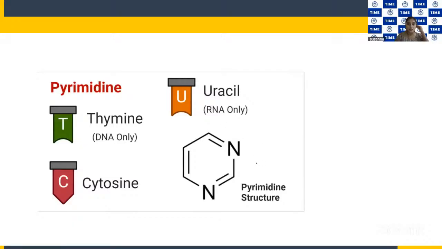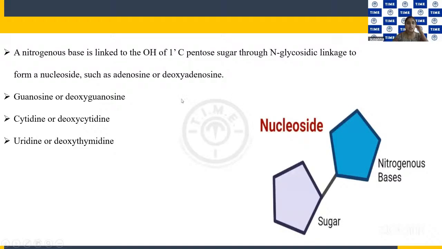This is the general structure of pyrimidine. Pyrimidine is a single ring compound. So next, let's see how these components are linked and how a nucleotide is formed.